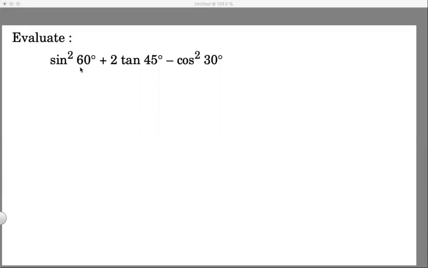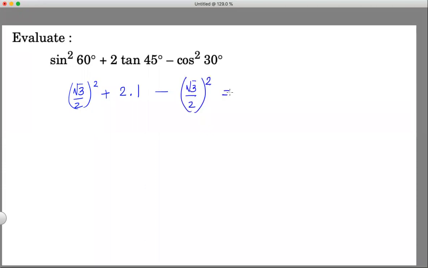What is sin 60? √3 upon 2. And cos 30 is √3/2. √3/2. So 2 came, sir, right?